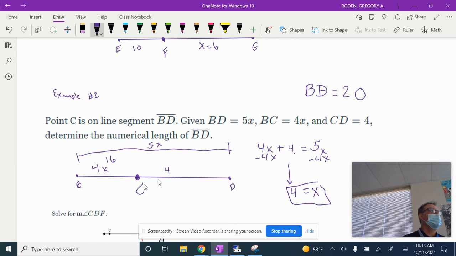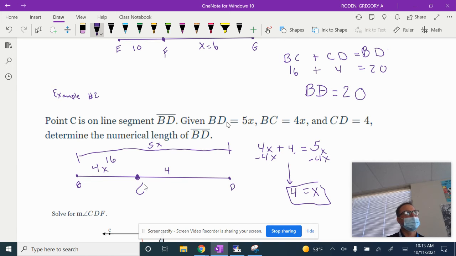Perfect. So what's another thing we could have done? Here's what Sophia did. She said she took BC plus CD equals BD, right? And then she said, okay, BC is 16 plus CD is 4. 16 plus 4 is 20. Is there another way she could have done it?